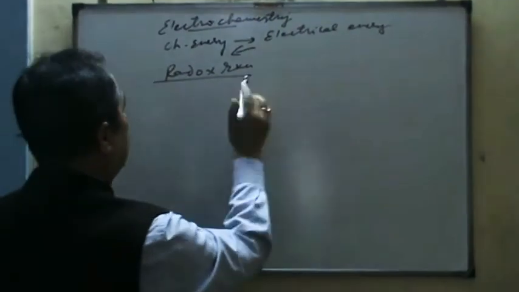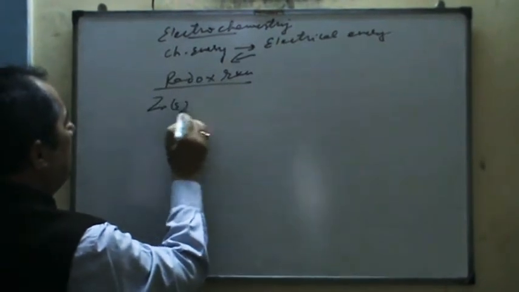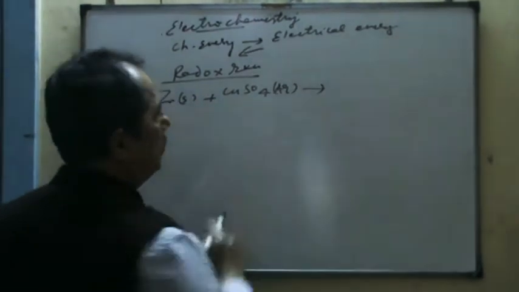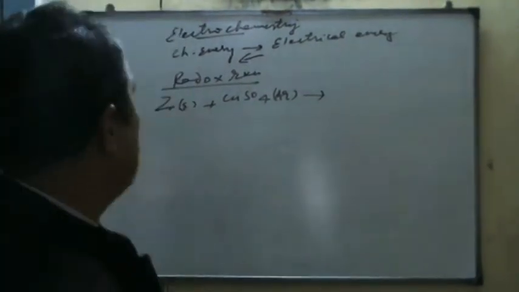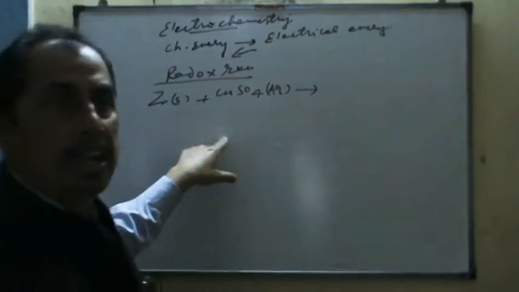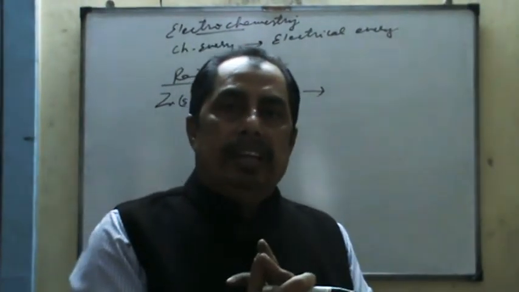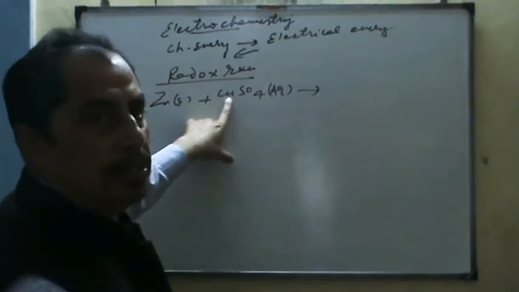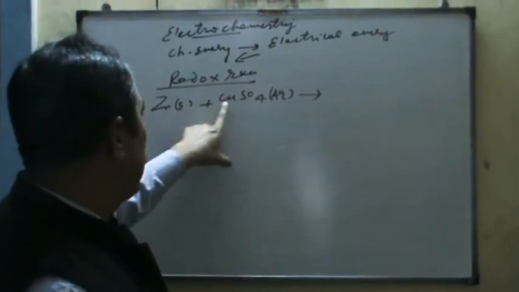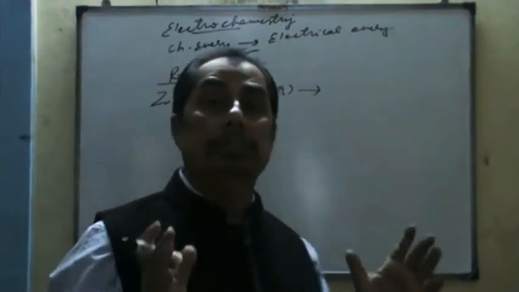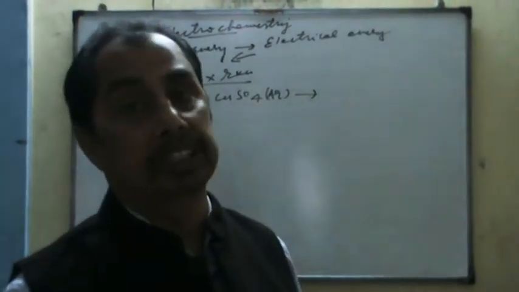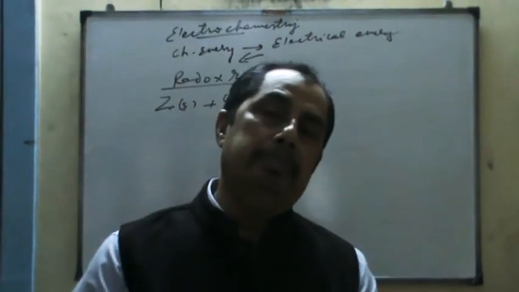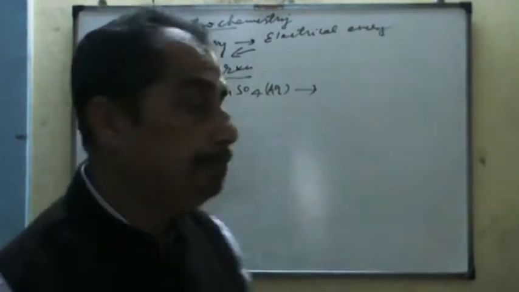For example, if I take Zn plus copper sulfate aqueous, then what is there now? It is a displacement reaction. In the electrochemical series, the reduction potential of zinc is lesser than copper, so zinc can displace the copper. Zinc is more reactive than copper, so in a zinc pot we should not keep copper sulfate solution, because a redox reaction takes place and cracking can appear on the wall of the zinc pot.